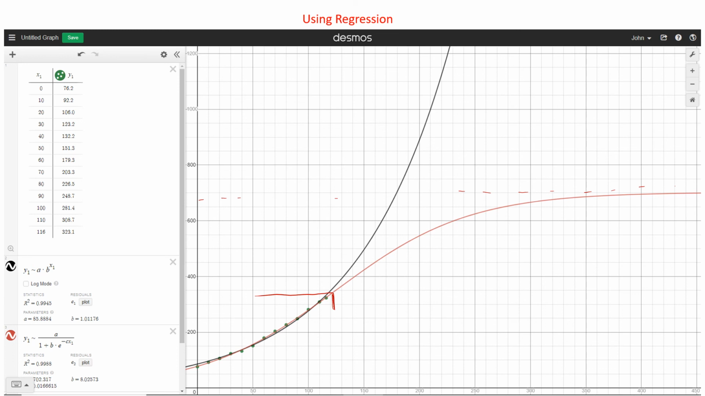Anyway, that's the type of stuff we're doing today. You're looking at exponential and logistic models, a little bit of regression, writing and analyzing these models, and then when we're solving, use a graph and find the intersection points.